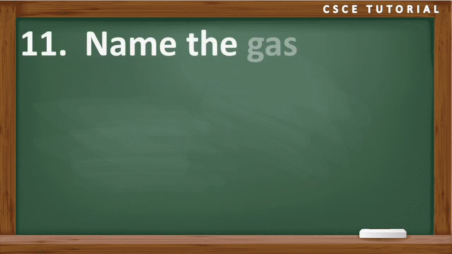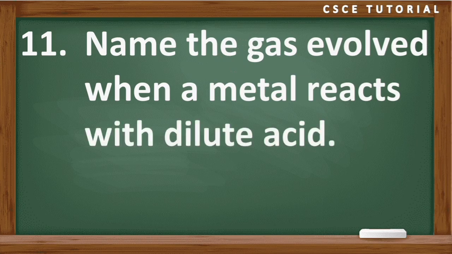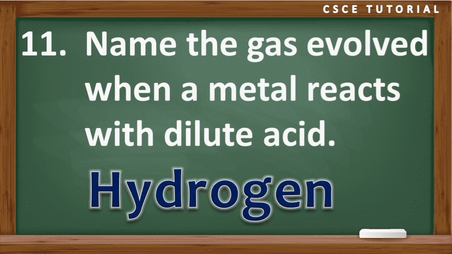11th is, name the gas evolved when a metal reacts with a dilute acid. Now you have to give the name of that gas which is evolved when a metal reacts with dilute acid. Its answer is hydrogen. Hydrogen gas is evolved when a metal reacts with dilute acid.